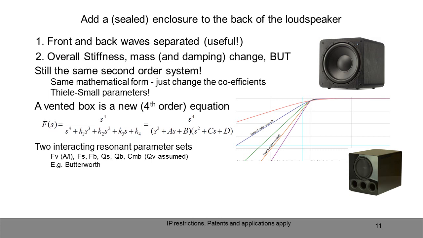We can change the structure of the box to be vented. What does that do? That adds a second resonant thing. It's not the cone that's resonating now, it's the air in the box that's resonating. We've got two resonant structures. My God, how do we manage that? Well, you do it with mathematics. And you don't worry too much about the detail there.